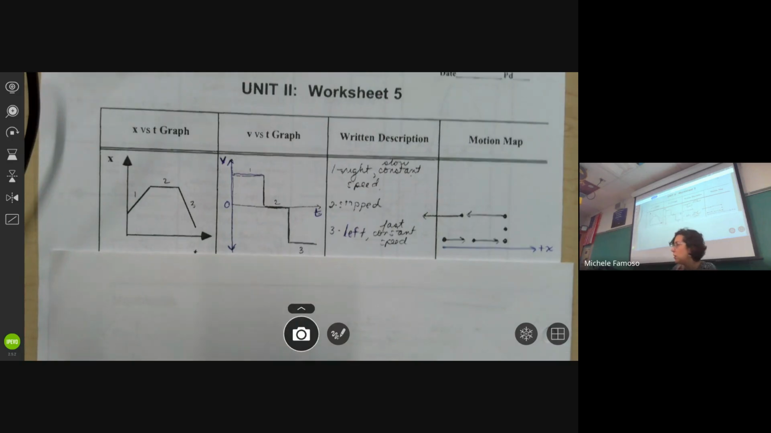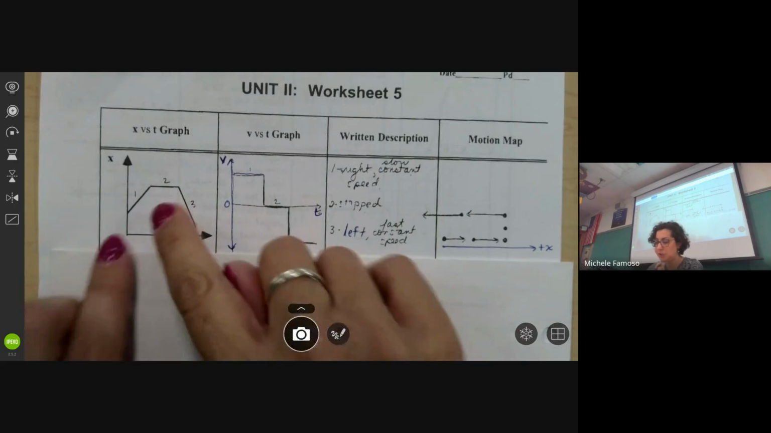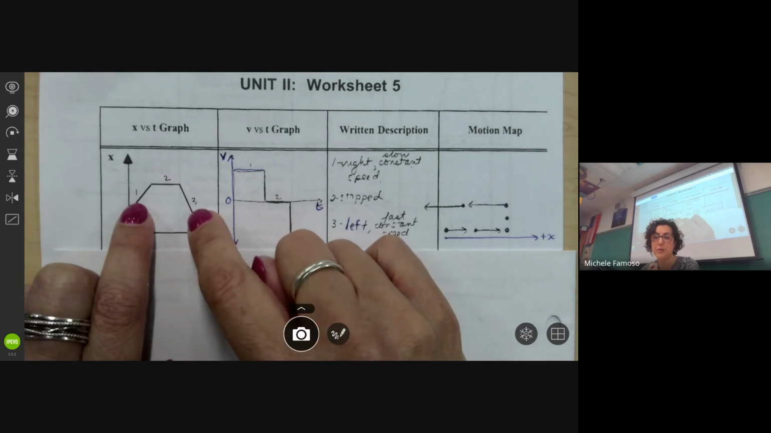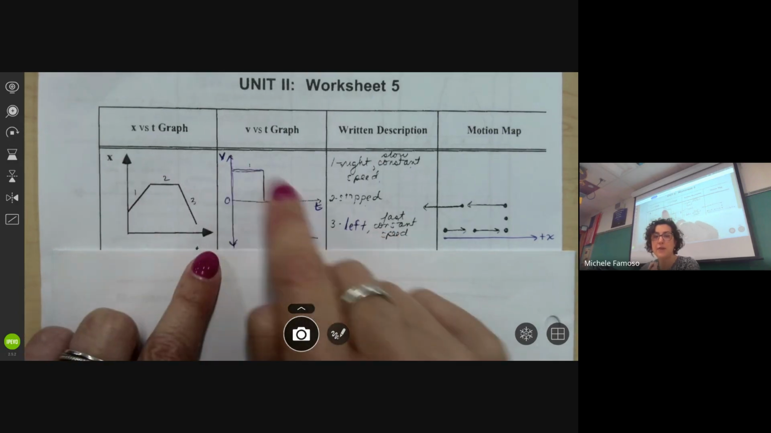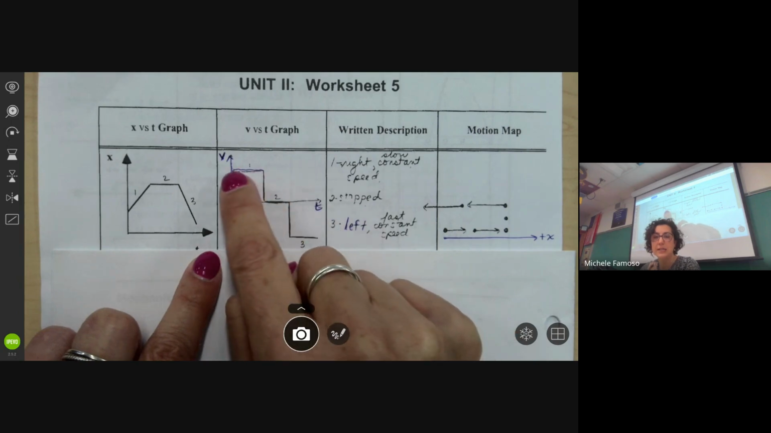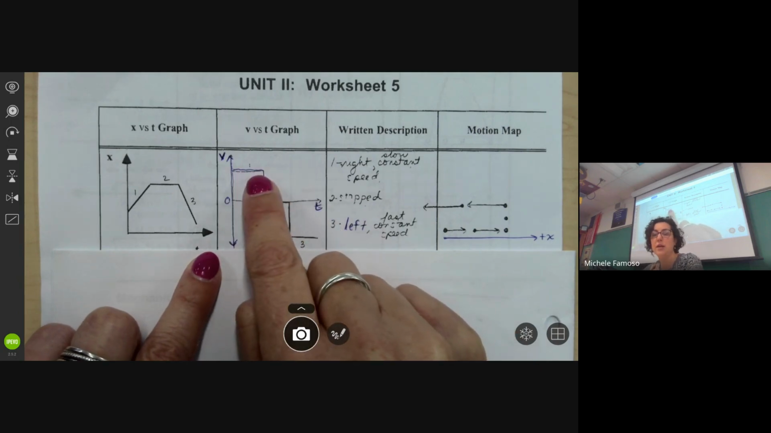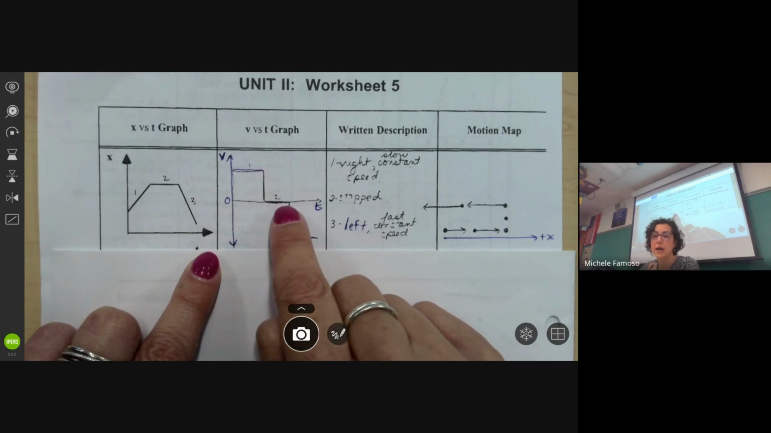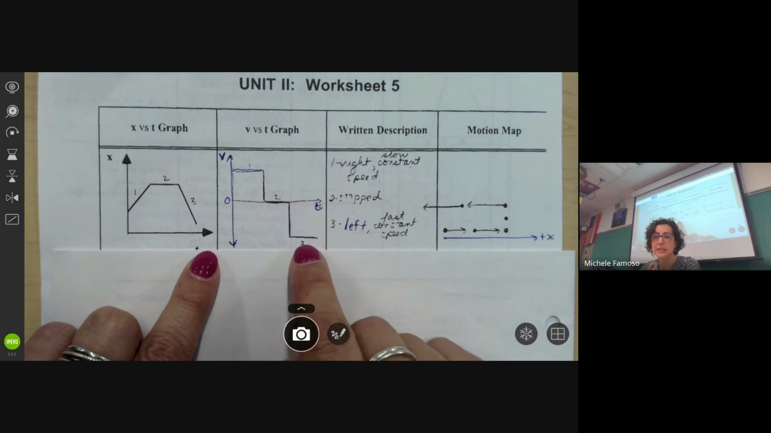So what I did here on the first one was I labeled each of these line segments given to me on the position time graph, segments 1, 2, and 3. So over here on my velocity time graph, segment 1 would look like a horizontal line up in the positive quadrant. Segment 2 would be a horizontal line on the time axis. And segment 3 would be a horizontal line down in the fourth quadrant, negative section.